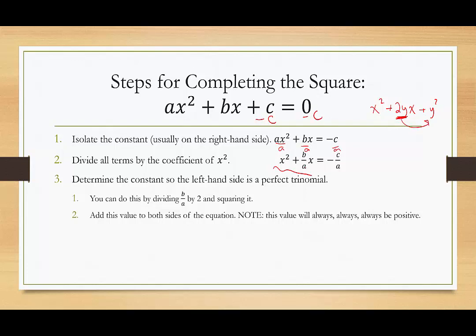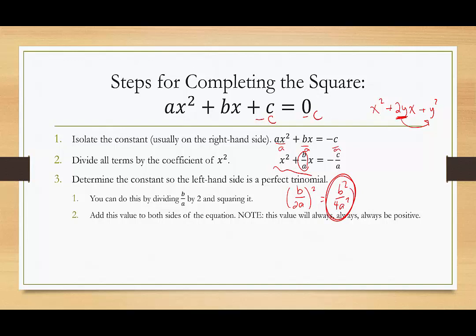Because this is 2y, to figure out the root y itself we need to divide it by 2. And then to figure out the third piece, we need to square it. So we're going to take that middle coefficient and divide it by 2. Then we're going to square it. That would be b over 2a, and when we square it, that gives us b squared over 4a squared. This is going to be the third piece of our perfect square trinomial.